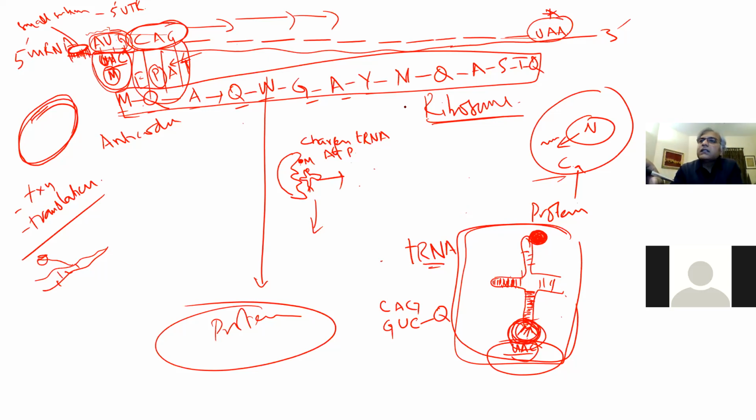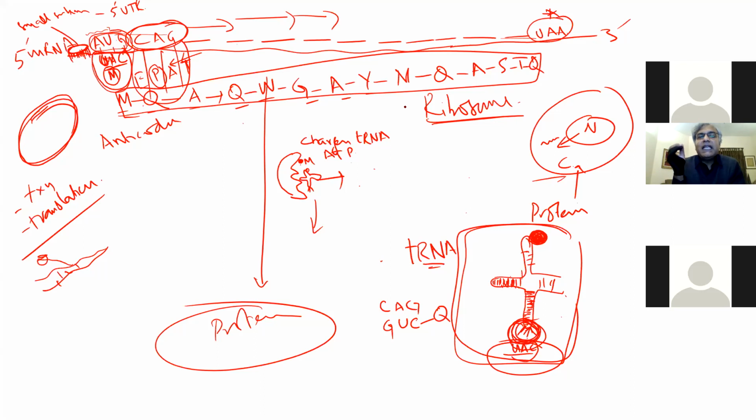Any other question? Zoya has a question, and Basit then. Zoya? I want to ask, on a larger scale, at what specific life events are translation and transcription occurring? Like during the development phases or all over life?